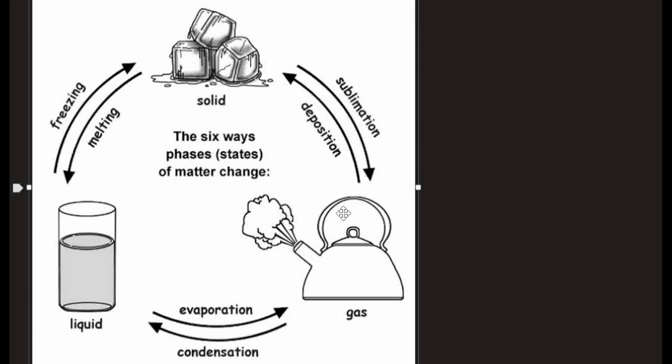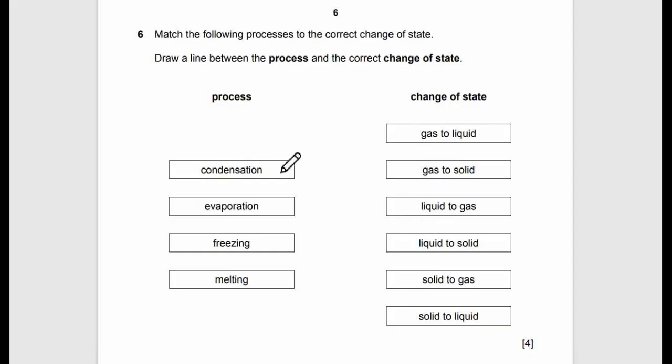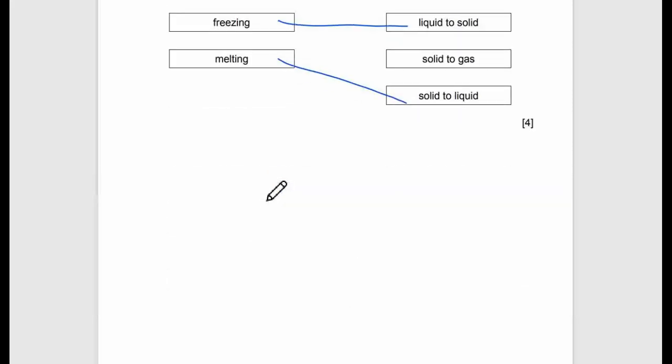Now from solid, if it turns straight into gas, it's called sublimation, and from gas, if it turns directly into solid, it's called deposition. So these are the 6 ways states of matter change. Based on that, let's look at the question. So condensation is from gas to liquid, evaporation is from liquid to gas, freezing is from liquid to solid, and melting is from solid to liquid. Right, and let's go to the next question.